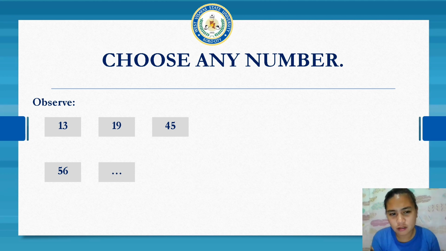If you observe, the numbers written here are in ascending order. Meaning, the prior number is always lesser than the next number, or we can state that the next number is always greater than the prior number, or the preceding number.